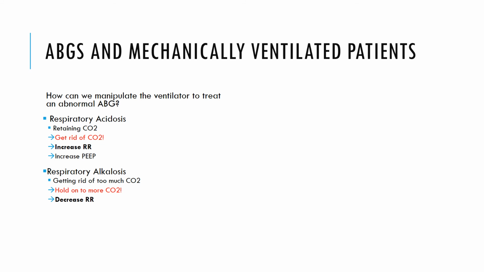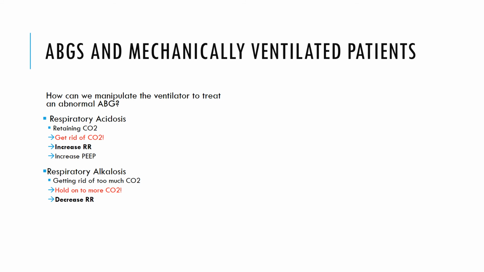Now, if we see respiratory alkalosis, we have the opposite problem. So we're getting rid of too much CO2. So the most common way to address this is to reduce the respiratory rate setting on the ventilator. We need to retain more carbon dioxide.